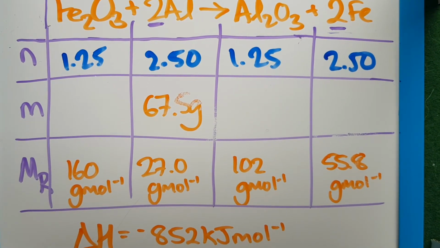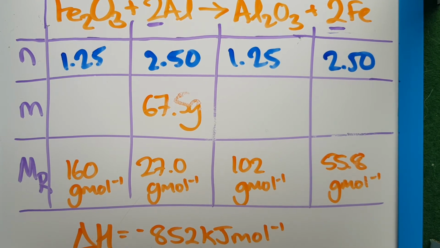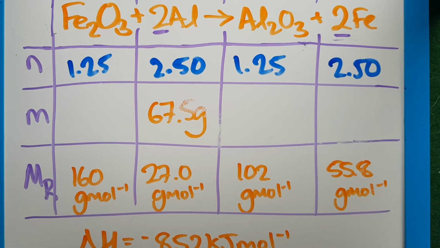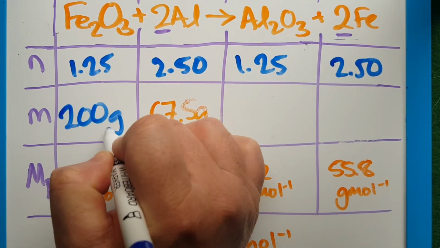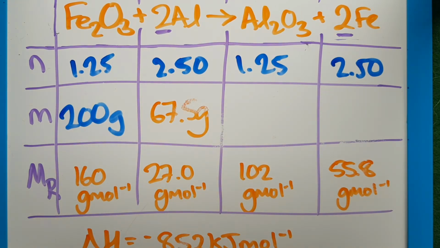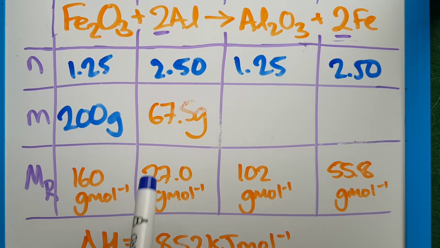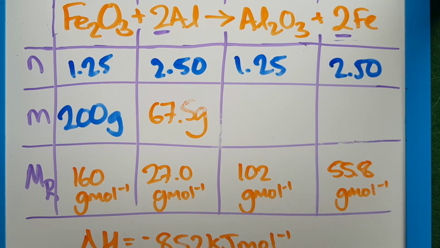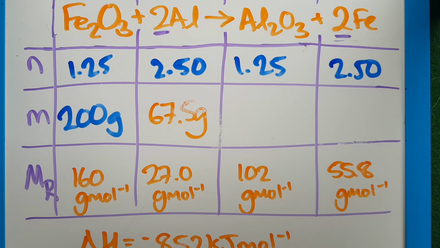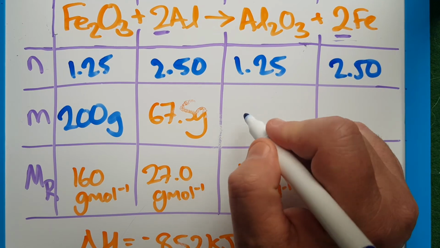Basically the top number times the middle number. So 1.25 times 160 is 200. So this would actually need 200 grams of iron 3 oxide to allow for the 67.5 grams of aluminium to fully react. So you'd need at least 200 grams of this. It would make 1.25 times 102, there's my 102, it would make 127.5 grams of aluminium oxide. Now, again, my 3 significant figures means I have to put 128 there.